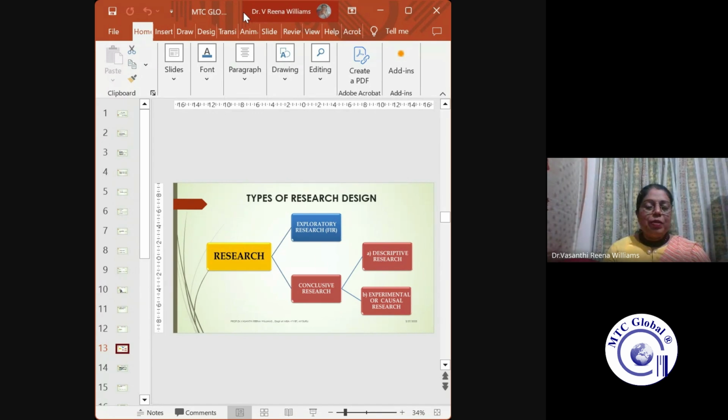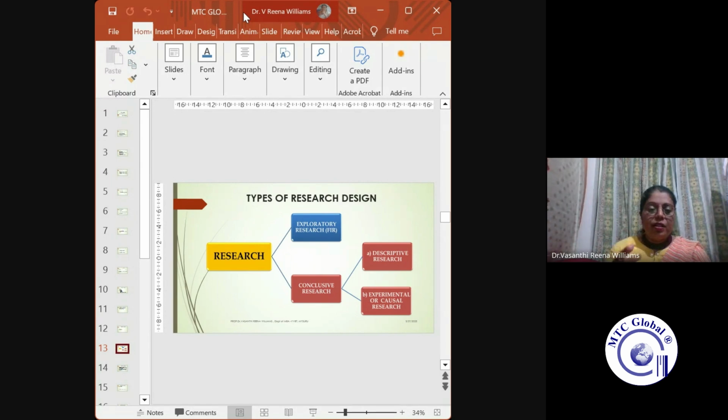Now, the second type of research design is the conclusive research. The first one I told you is the exploratory research, which is like an FIR, and the second is the conclusive research, as you can see on your screen. The conclusive research can be further divided into two. One is descriptive research, or it could be experimental or causal.